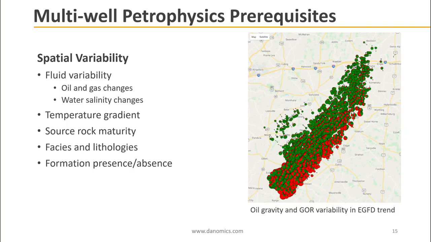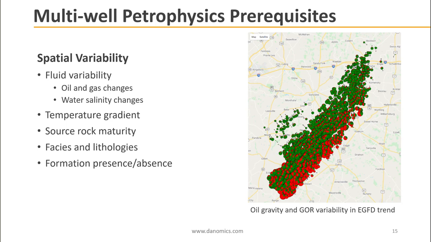You also need to think about how parameters change across the area that you're interpreting. So in this example map here, we have cumulative production from the Eagleford. We can see that GOR is varying substantially as we move to the southeast. So we would want to capture that in our interpretation.